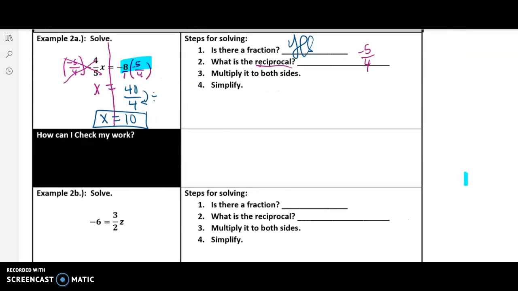So to check our work, we have negative 4/5 times 10 equals negative 8. So 4 times 10 is negative 40, divided by 5. Negative 40 divided by 5 gives us negative 8. We know that we got that one right as well.